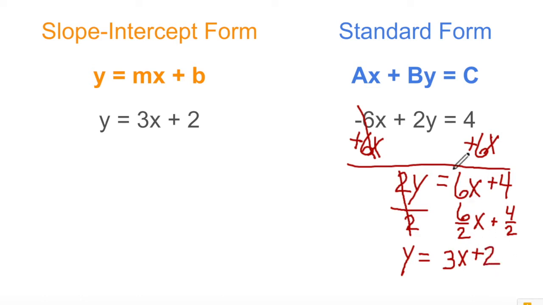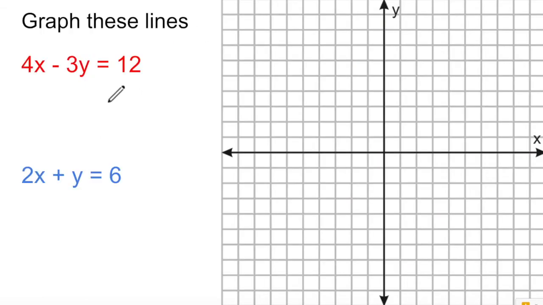So that's a two-step process. Y equals 3x plus 2. That's the slope-intercept form of the equation. Now we know that the slope is equal to 3 and the y-intercept is equal to 2. Now let's try graphing a couple lines that are in standard format.